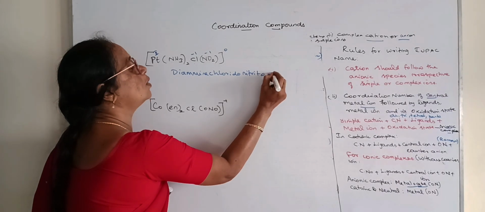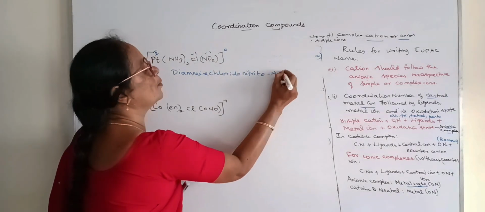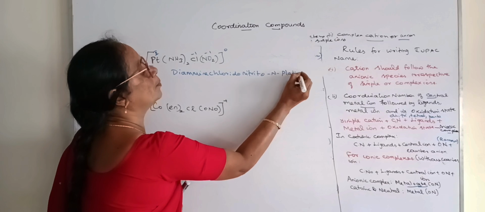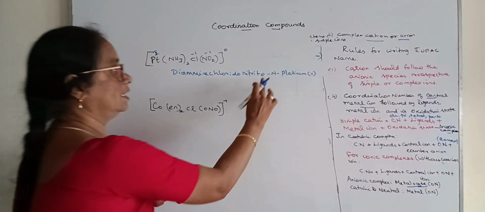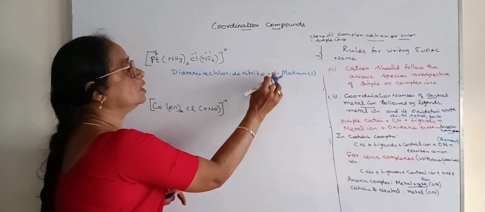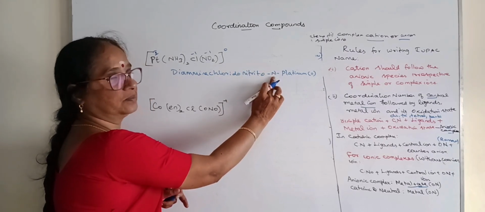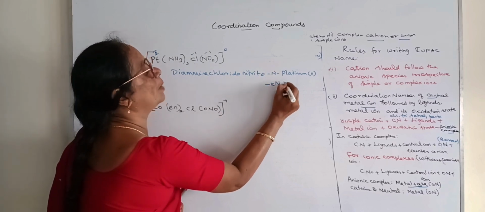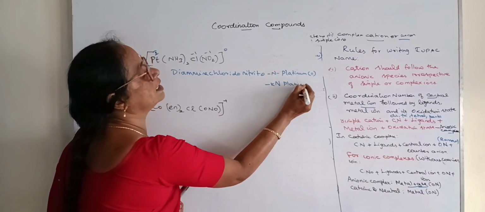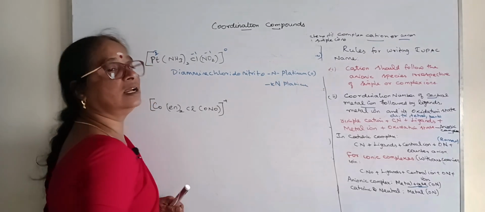Then you have to write N like this. Then you should follow the metal platinum, platinum with the oxidation state 2. So here this N represents that the donor site of nitrito is the nitrogen atom. Or else you can write it this way, N platinum. So when you write this way, no need to make a hyphen between the N and the metal.